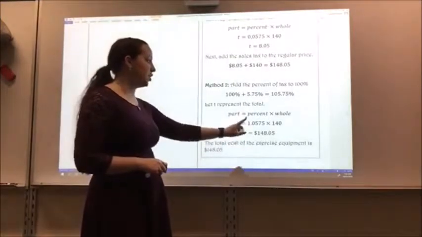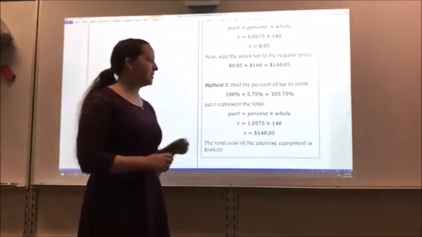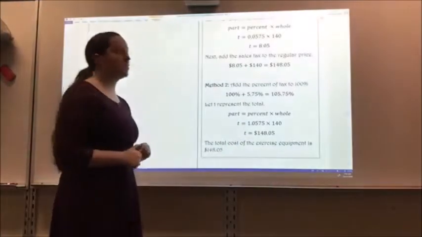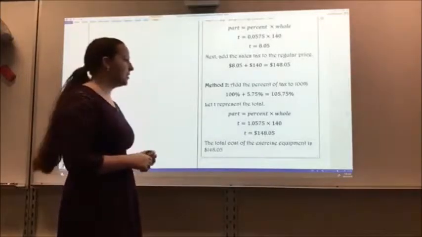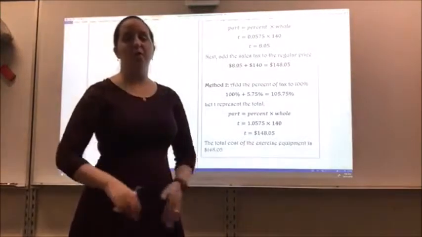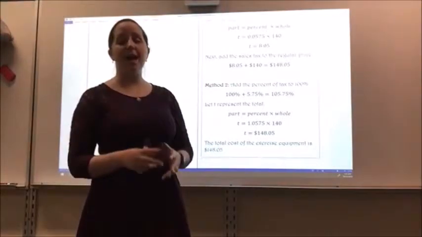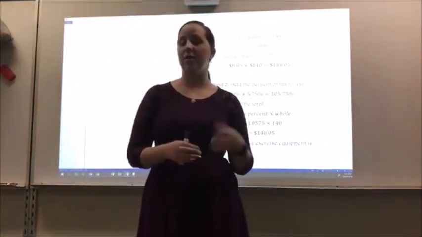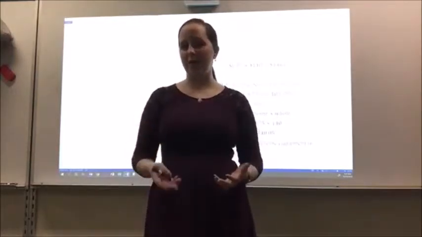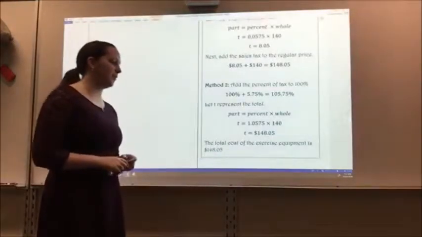Now let T represent the total cost. Part equals percent times whole. I'm still doing T as my part, equals 1.0575. Remember, I changed that percent to a decimal. Times 140, which was the price of the exercise equipment, and I get $148.05. So you can either add first or add at the end. Either way, you're multiplying the percent, either the sales tax percent or 100 plus the sales tax, to whatever item you're paying for. Total cost of the exercise equipment is $148.05.